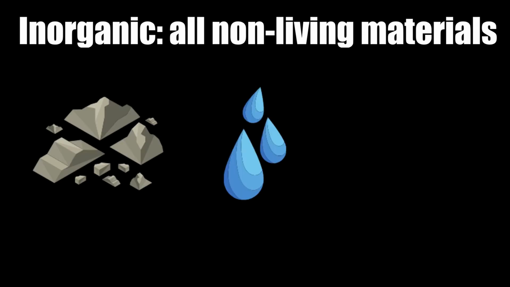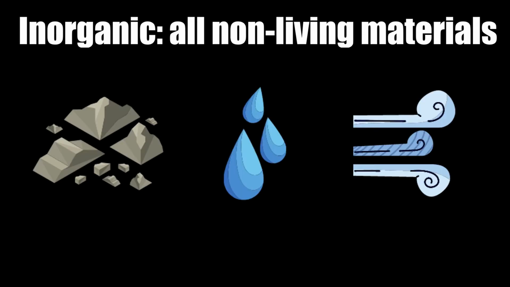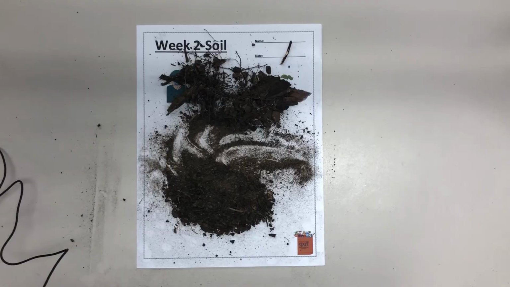Inorganic means all non-living materials. These include rocks, water, and air. While it may be difficult to see water and air in our soil dissection, it's easy to see the broken down rocks and particles and little specks that we can even feel with our hands. And those are examples of inorganic or non-living materials in our soil.